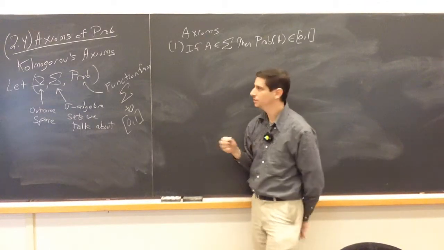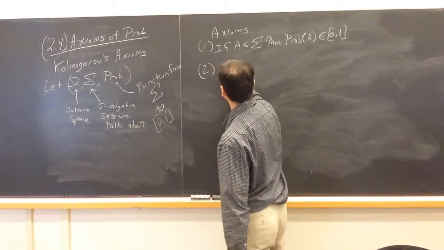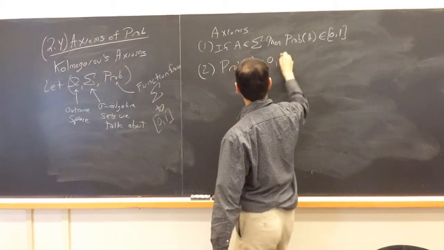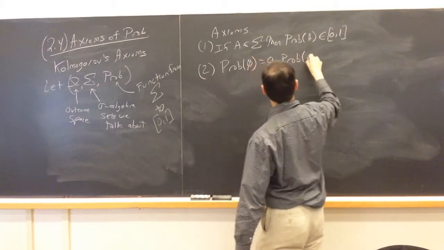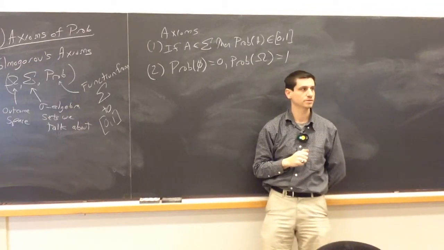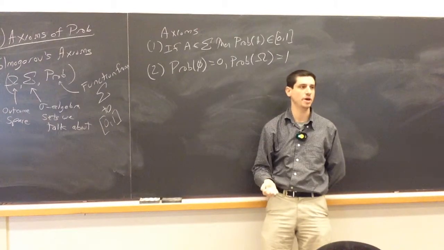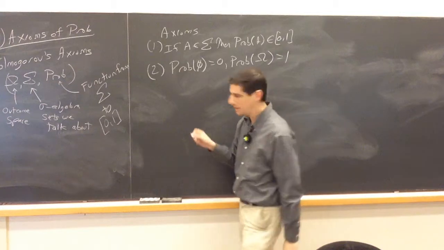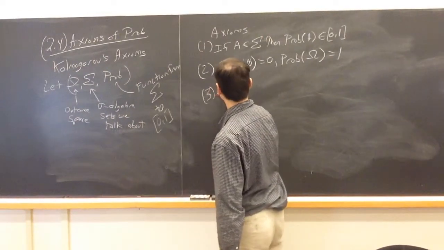Seems reasonable. Two, the probability of the empty set is 0. The probability of the entire space is 1. So if I'm choosing something from omega, I've chosen something. And then the last one is the interesting one.